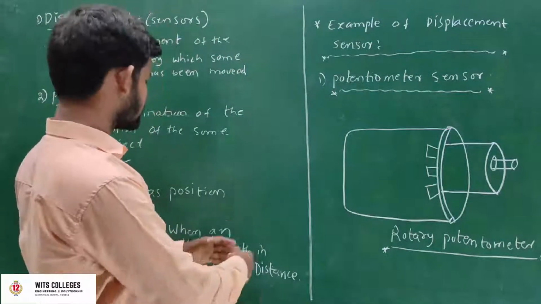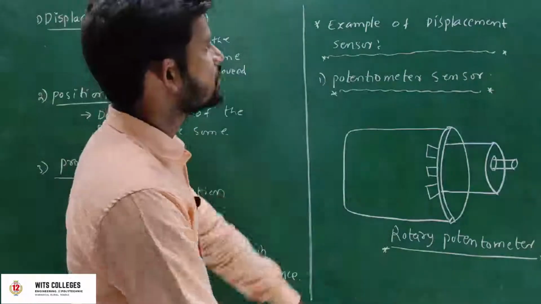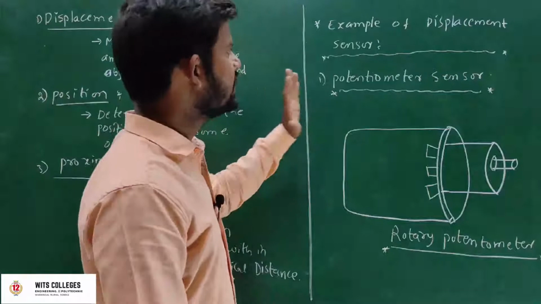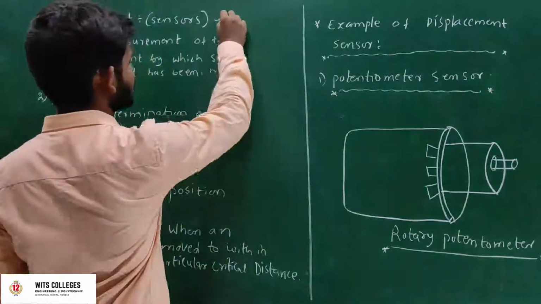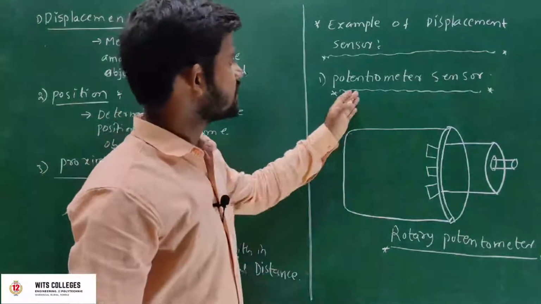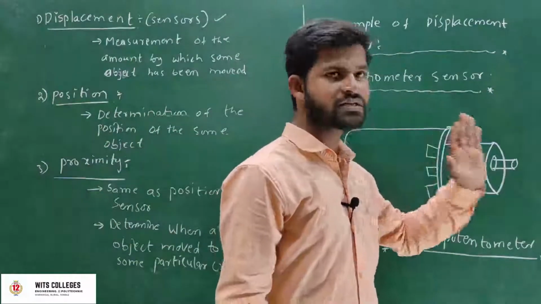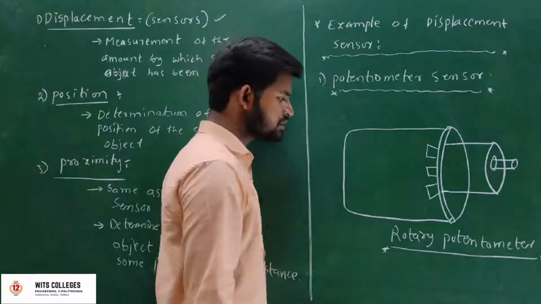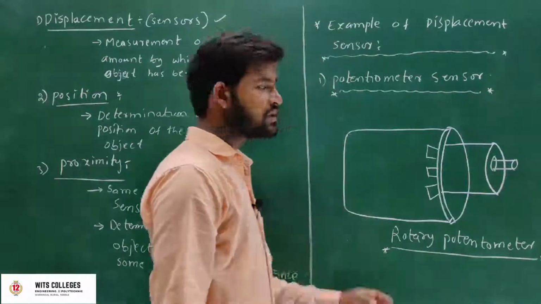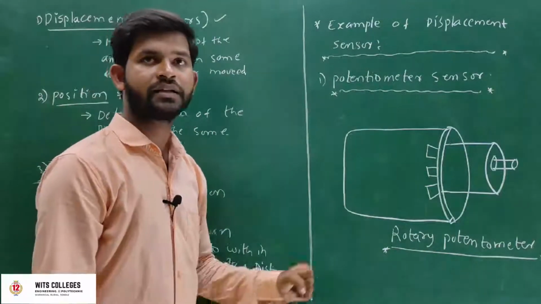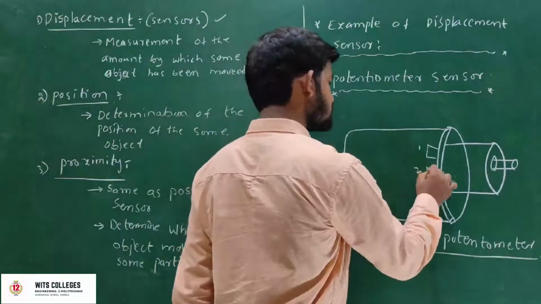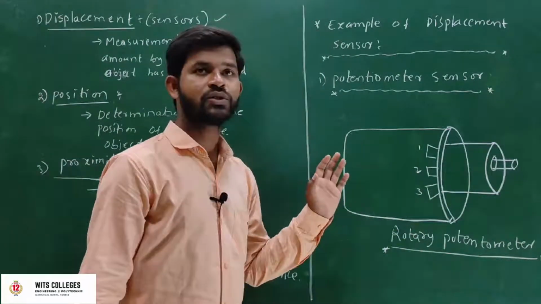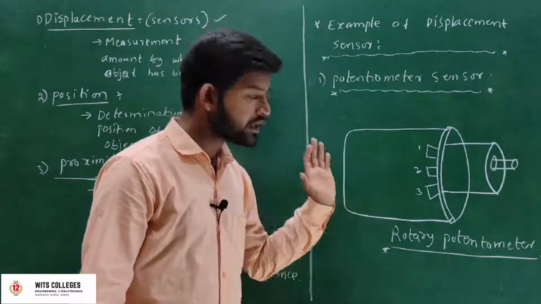Then next, we move to the examples of displacement sensors. What examples are involved in displacement sensors? The first one is the potentiometer sensor. This is the rotary potentiometer, and it consists of different elements. What is the use of the rotary potentiometer?